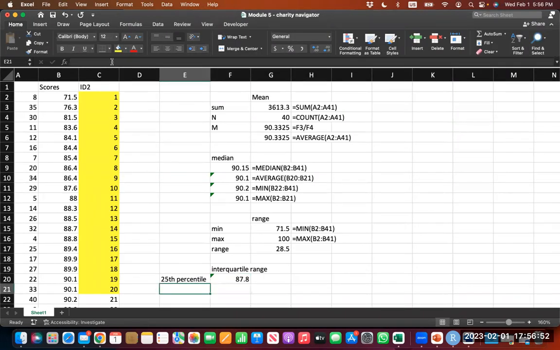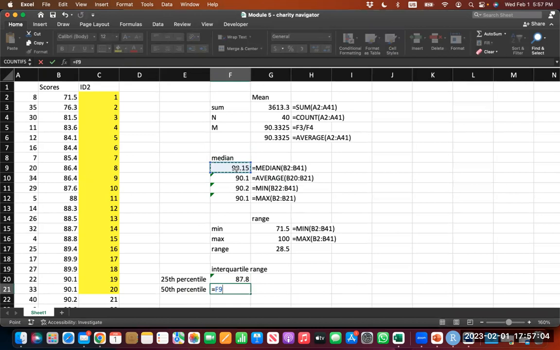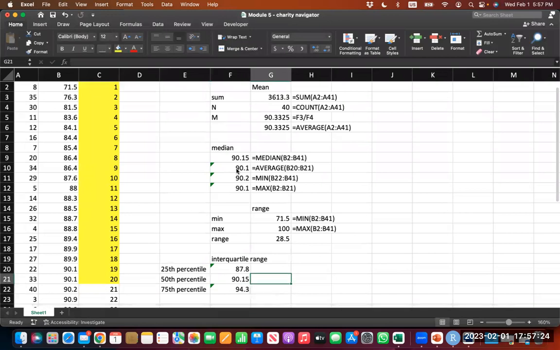So now the 50th percentile we calculate as the median. That is now consistent with the median. And then we have the 75th percentile, which is now the median of B22 to B41. So that's the 75th percentile.